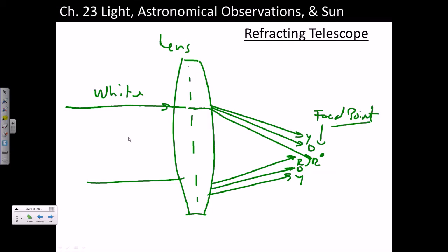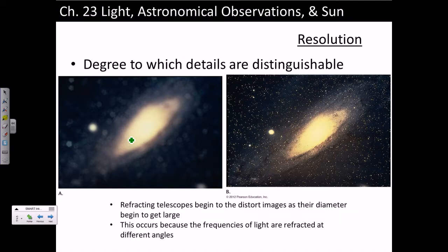And so what does that result for us? Well, it results in something like this on the left-hand side, which is poor resolution, right? So we can see into space, but it looks pretty blurry. And so that has to do with the fact that a refracting telescope, a telescope that bends light as it enters, begins to distort light at a certain size. Now, you don't have to get very big before this starts to happen.